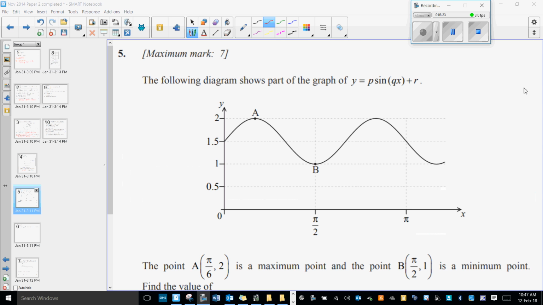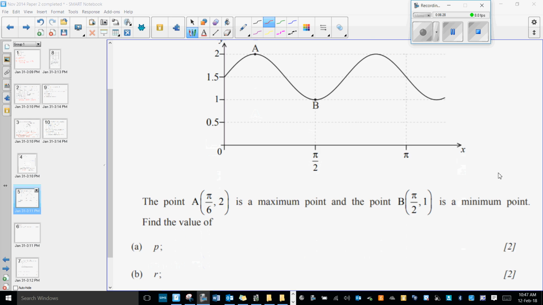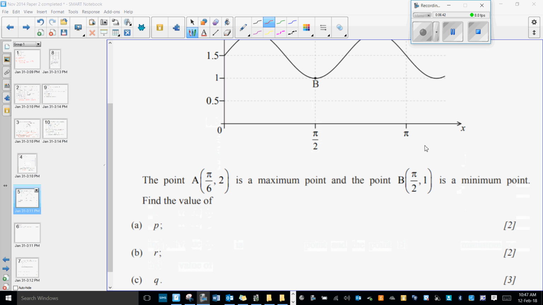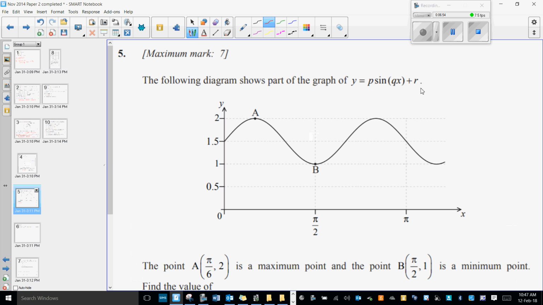Alright, so we've got maximum point, minimum points, and P. Okay, so P is the amplitude. So we can see this goes up to 2, down to -1. It's halfway between that. So our amplitude is going to be 0.5. So P is 0.5. R is a number that's shifted up. So in this case, this is where our central line is. So R is 1.5.